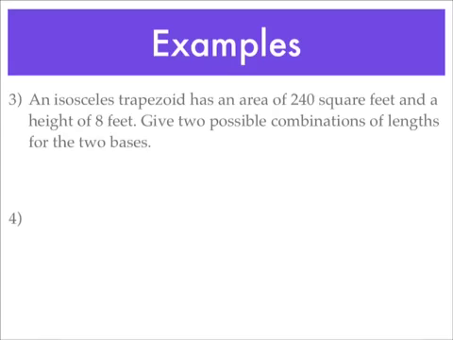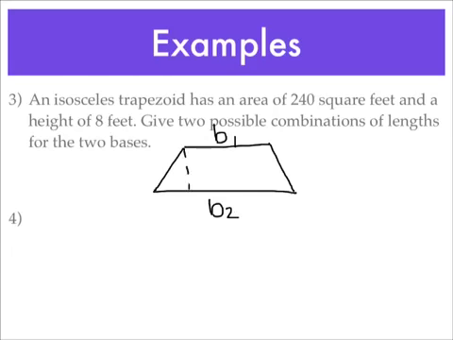An isosceles trapezoid has an area of 240 square feet and a height of 8 feet. Give two combinations for the bases. So this, yeah, that would work. Well, that's going to get you started at least. Base 1, base 2. I know my height is 8, and I know my overall area is 240.